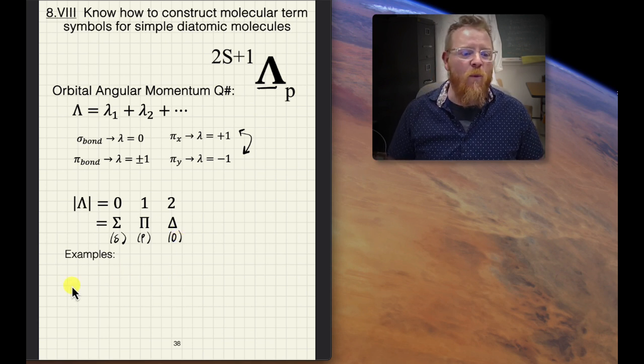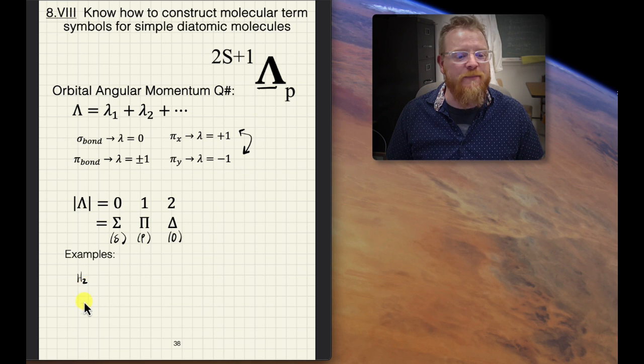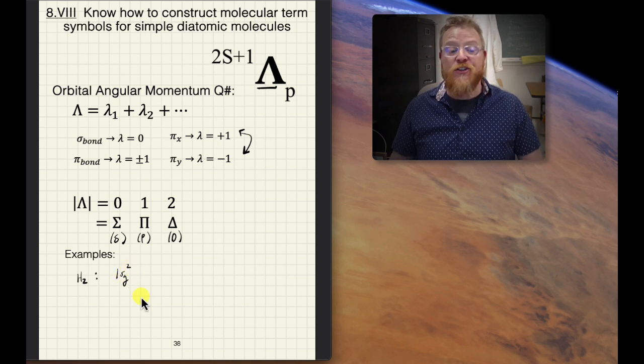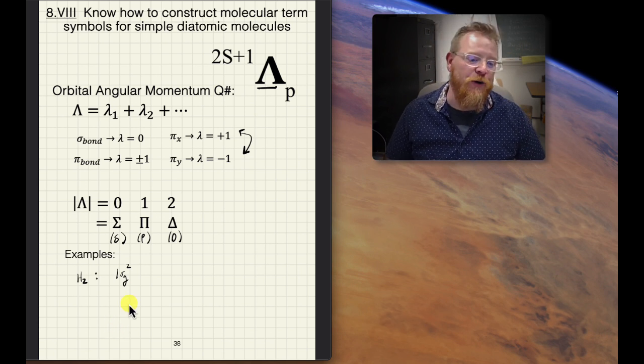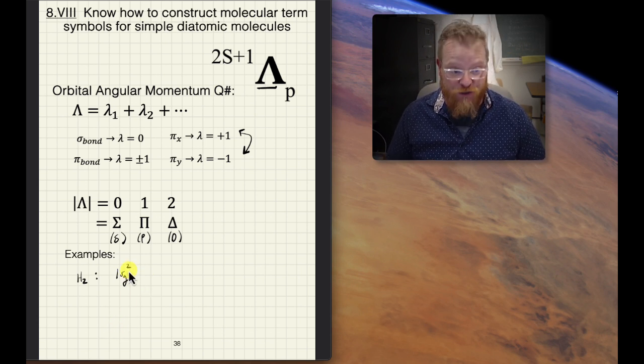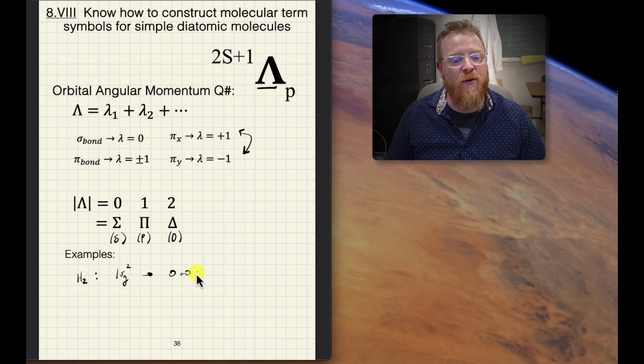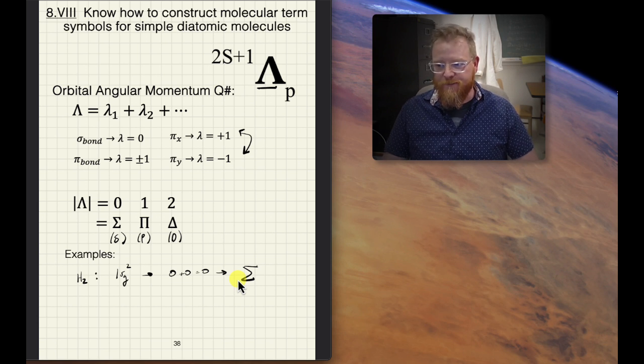So as one example, if I look at something simple like H2, that has a molecular electron configuration of 1 sigma g 2. So now the way that we would put that main term together is noting there's 2 electrons. Each electron is in a sigma orbital, so that would be 0 plus 0 to give me 0, which would correspond to a sigma term.